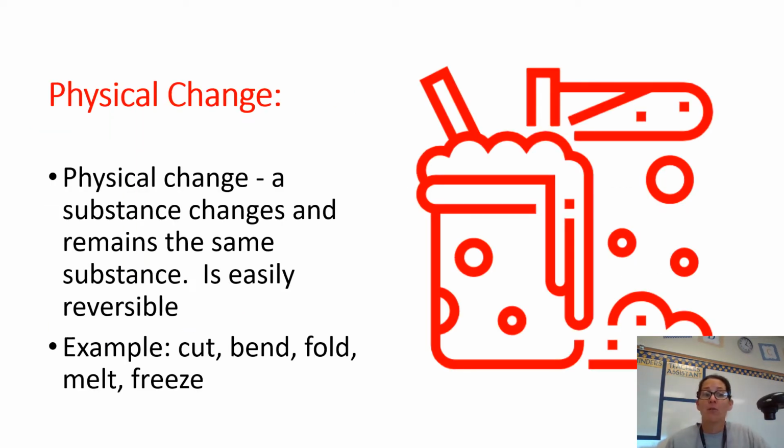All right, physical change. A physical change is something that happens to a substance when it changes, but it remains the same substance. So we've got some examples here. We've got something that could be cut, bent, folded, melted, frozen, things like that. The important thing to remember with a physical change is that these things are easily reversible.